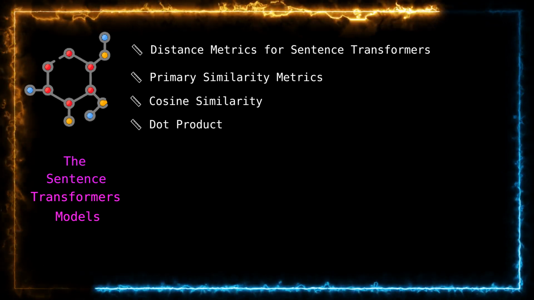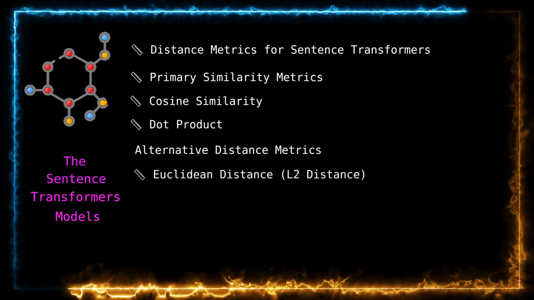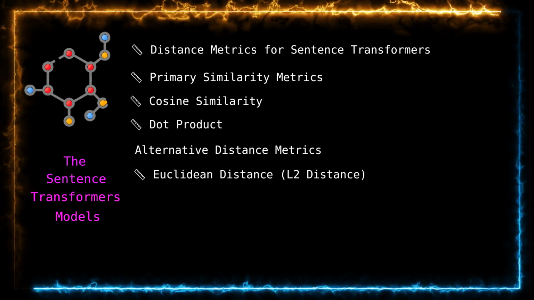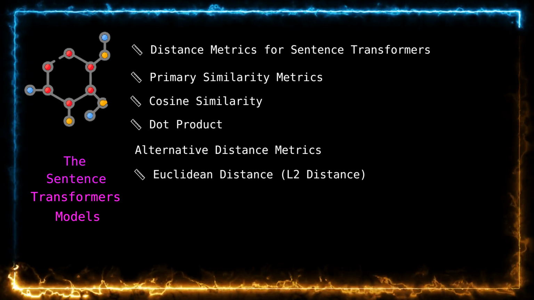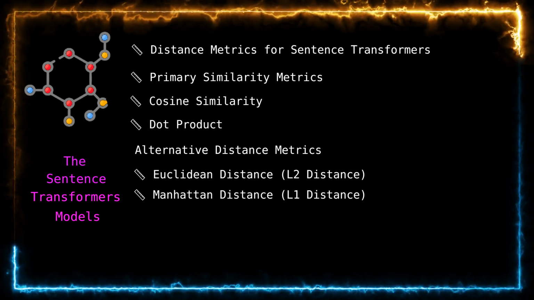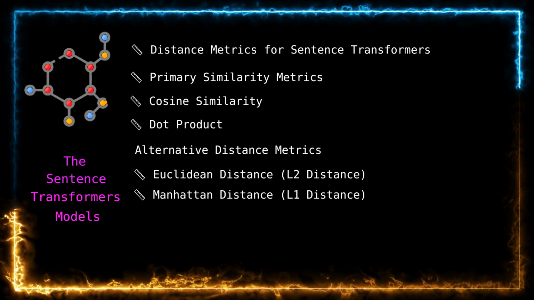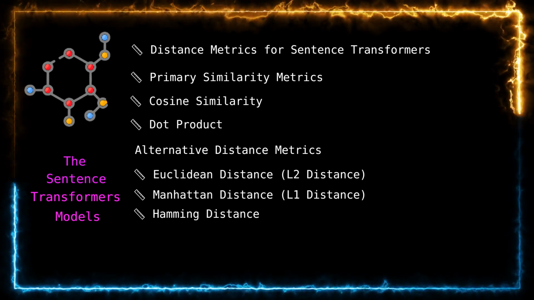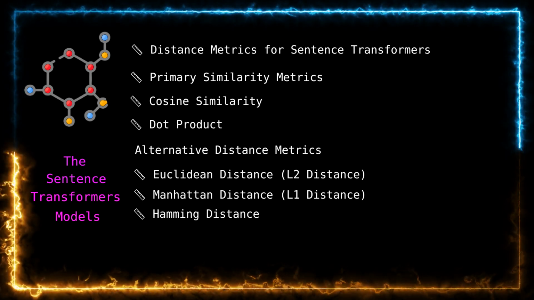Let's discuss some alternative distance metrics. Euclidean distance measures the absolute difference between two embeddings, but it's less effective for sentence embeddings because it doesn't consider direction. Manhattan distance is used in some niche applications, but not commonly applied to sentence embeddings. Hamming distance. This metric is only used for binary embeddings, and it doesn't apply to sentence transformers.